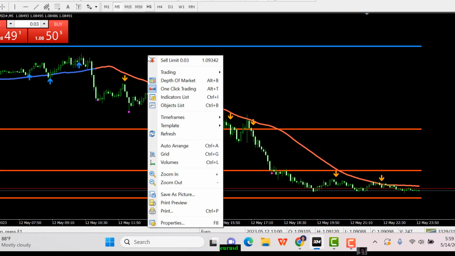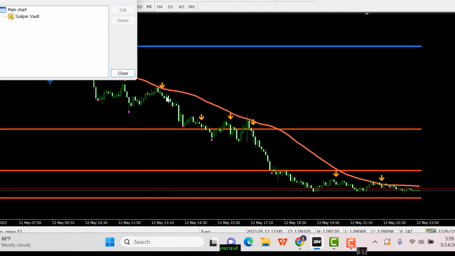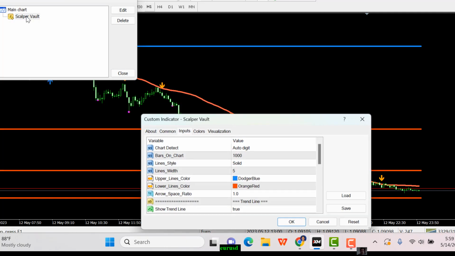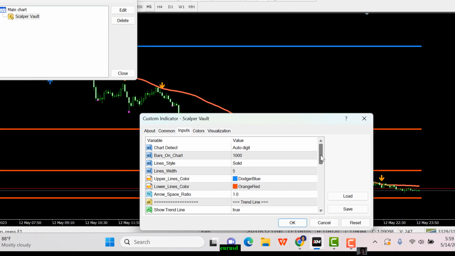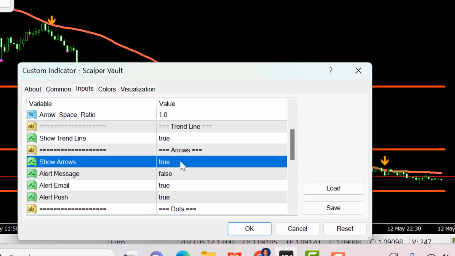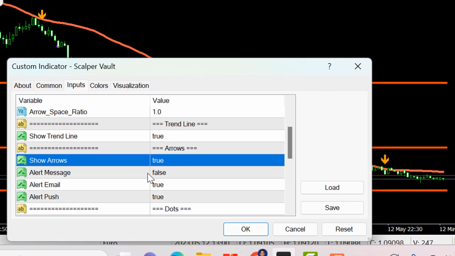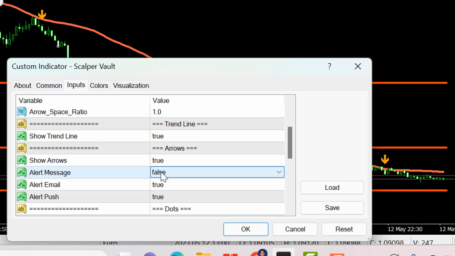Another feature of this indicator is the arrow. The arrow signals show arrows, and by default this is set to true. For the alert message, you can also set this to true.